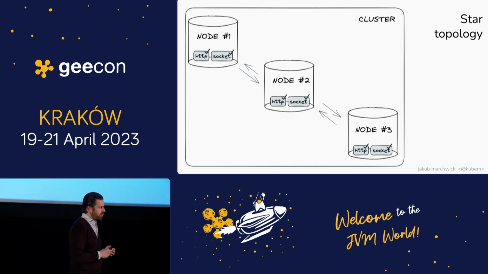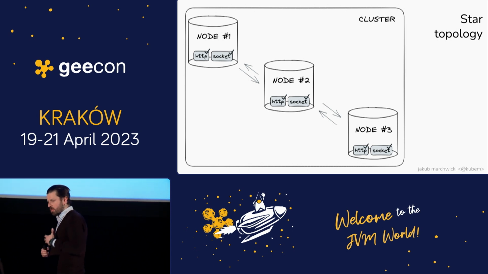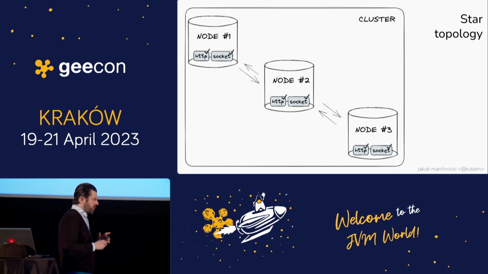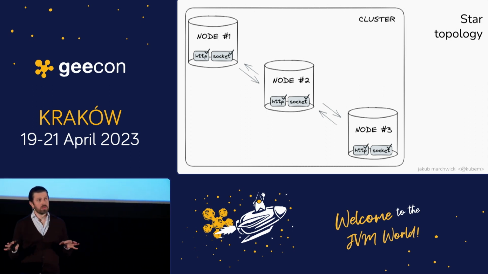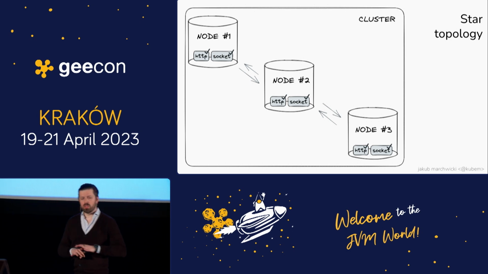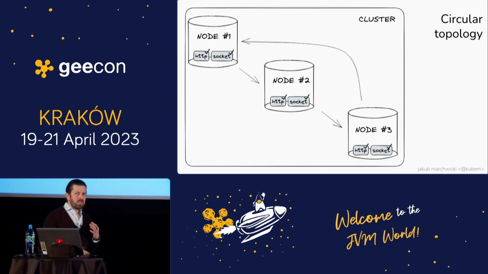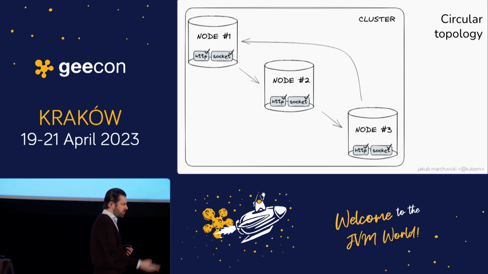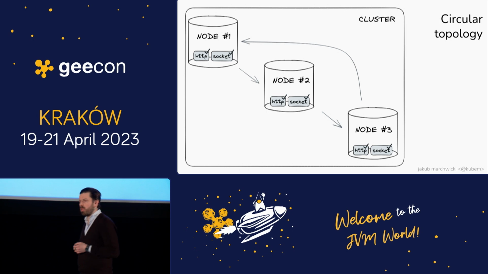So we can have 3 nodes. If we have more, there will be more of a star topology. We can have a star topology where we have one or more centralized nodes which orchestrate the exchange of messages between different nodes. But that's not the only topology, that's not the only way we can formulate the cluster. We can do a circular topology. So we can say node 1 is talking with 2, node 2 is talking with 3, and then we circle back to node 1.